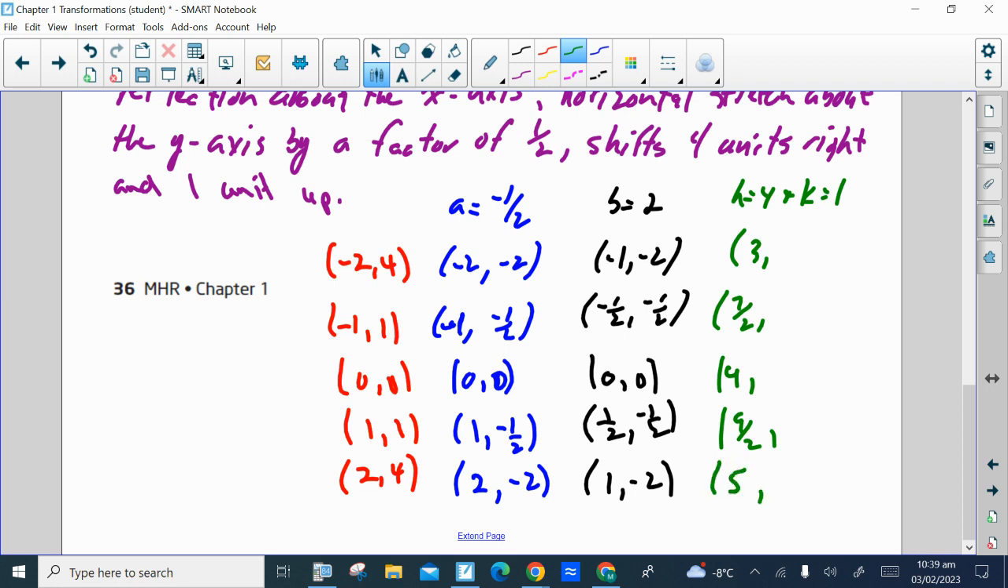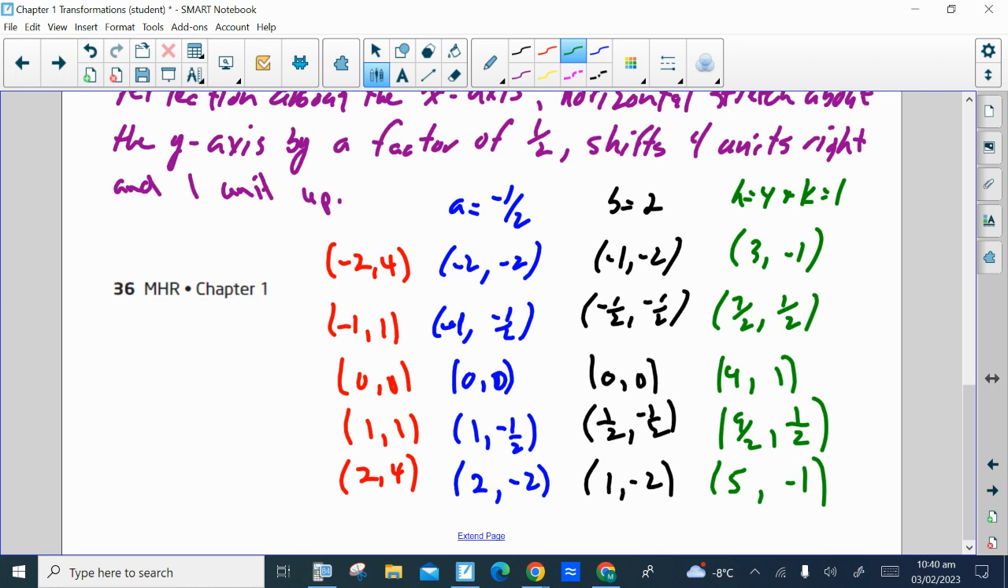A k-value of 1 means the graph shifts up 1, or we're going to add 1 onto all the y values. Adding 1 onto negative 2 becomes negative 1. When you add 1 to negative a half, I would write that as 2 over 2, same denominator. Negative 1 over 2 plus 2 over 2 is positive 1 over 2. 0 plus 1 is 1. Negative 1 half. Negative 1 over 2 plus 2 over 2 again is positive 1 over 2. And negative 2 plus 1 is negative 1.